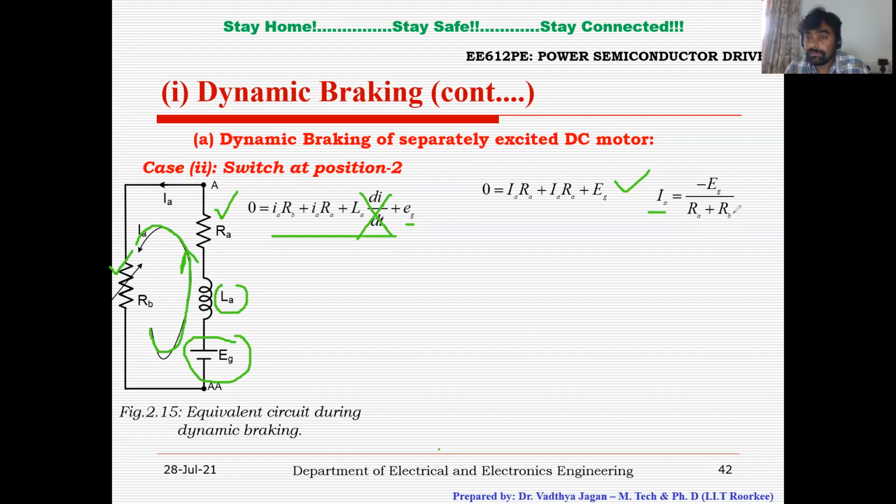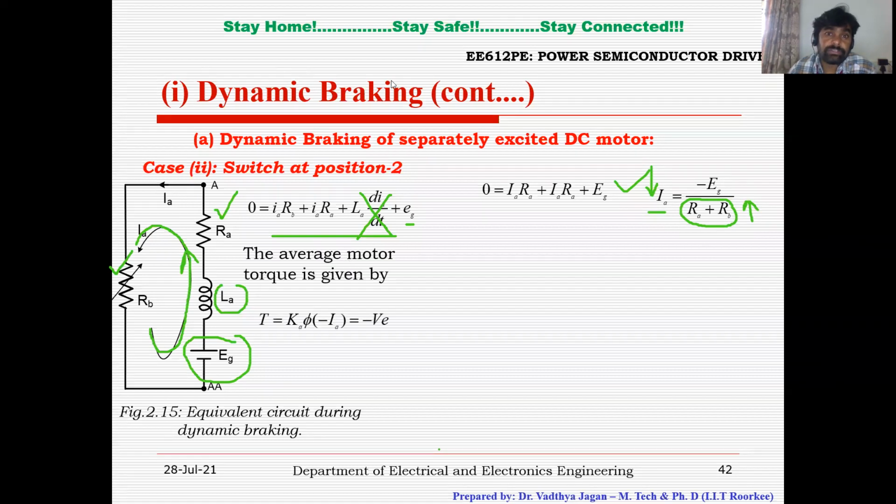So now there is an increment in the net resistance, that is, an increment in the denominator. What happens? There is a decrement in the armature current. And you see the polarity of the armature current is negative now. If the armature current is negative, what happens to the torque? The torque will also become negative.